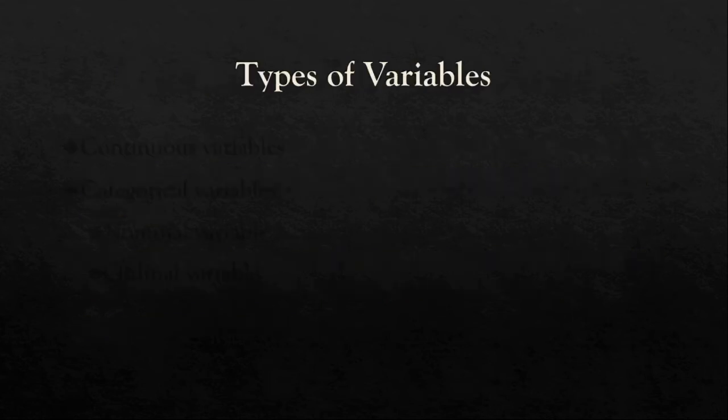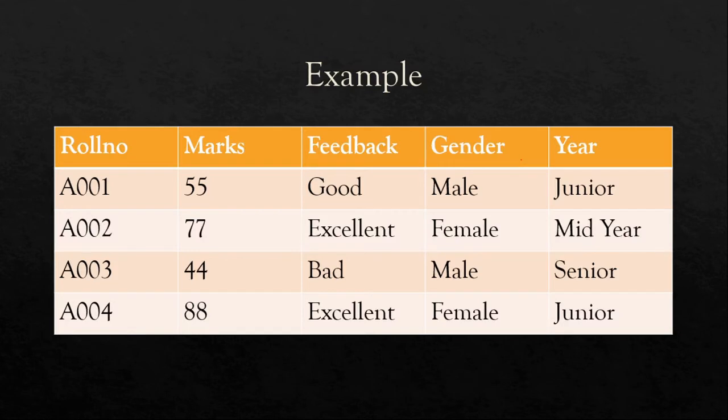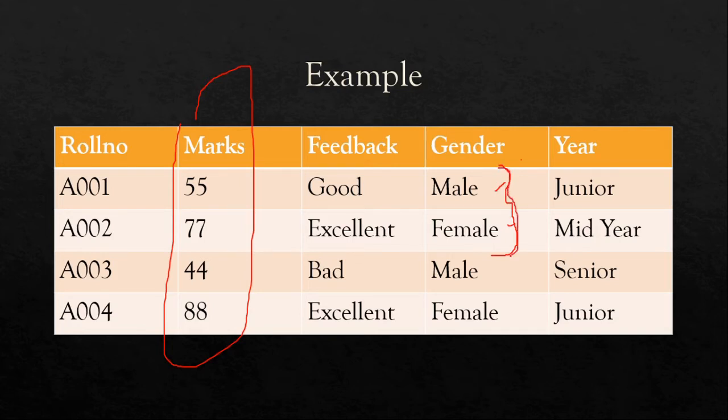Let's understand types of variables. Basically there are 2 types of variables. One is continuous and another one is categorical variable. Under categorical variable we have got 2 types. One is nominal and ordinal variable. Let's consider this example. Now which column is continuous variable? Obviously marks is a continuous variable which got numerical values and the student can score from 0 to 100, so which means continuous. And if you see this gender, male, female, this is a discrete value and we used to say this is categorical variable.